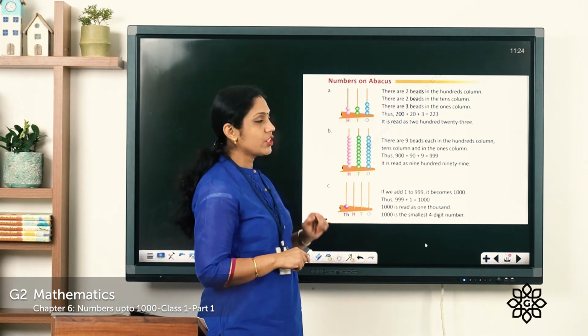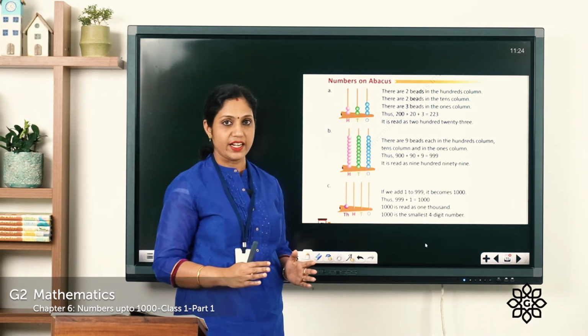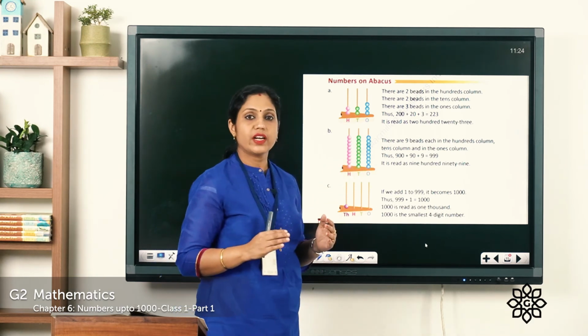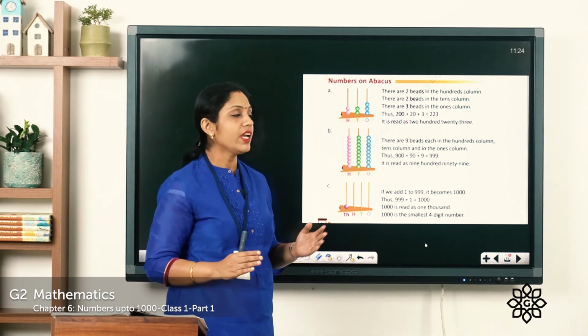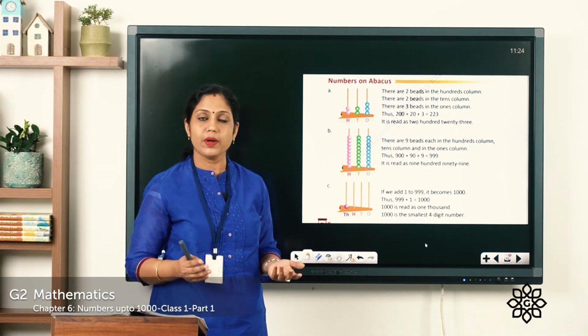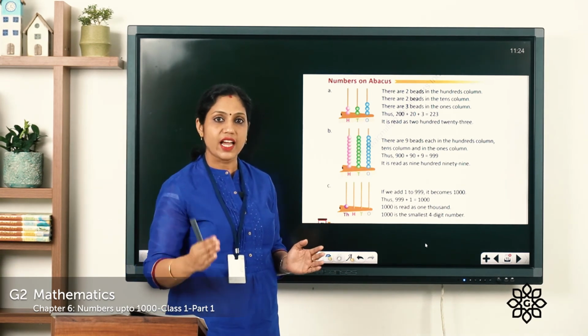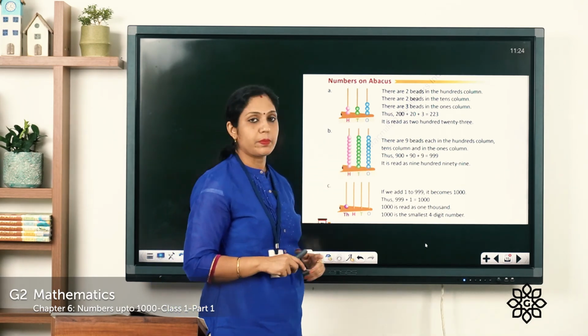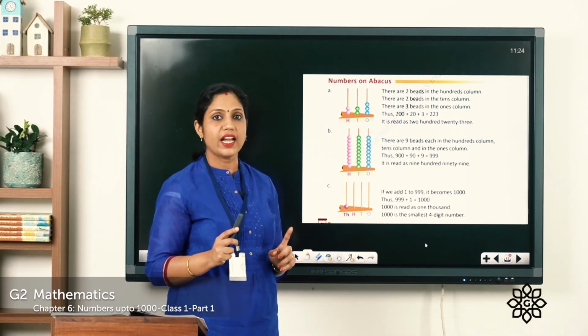The next one, you can see in the hundreds position, tens position and ones position, there are 9 beads. So in the hundreds position, if there are 9 beads, it becomes 900. In the tens place, if there are 9 beads, it becomes 90. And in the ones place, if there are 9 beads, it becomes 9. So what is the number? 999. So this abacus represents the number 999.